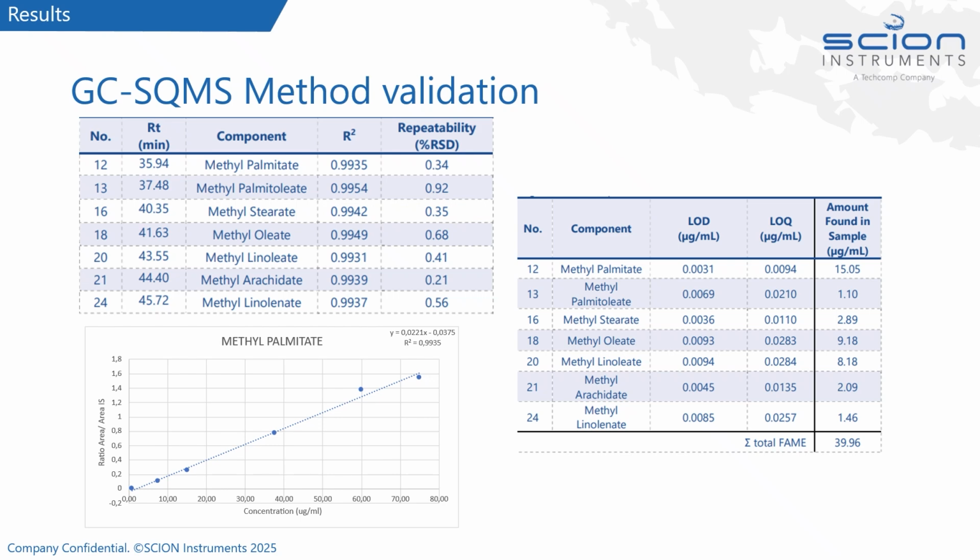On the table on the right there, we have some examples of limit of detection and limit of quantification. These were theoretical, these were calculated, and then we also have some amount found in sample, of some of the compounds found. If you take a look at our application note on the website, you'll be able to see in much greater detail the results and the interpretation of the results also.